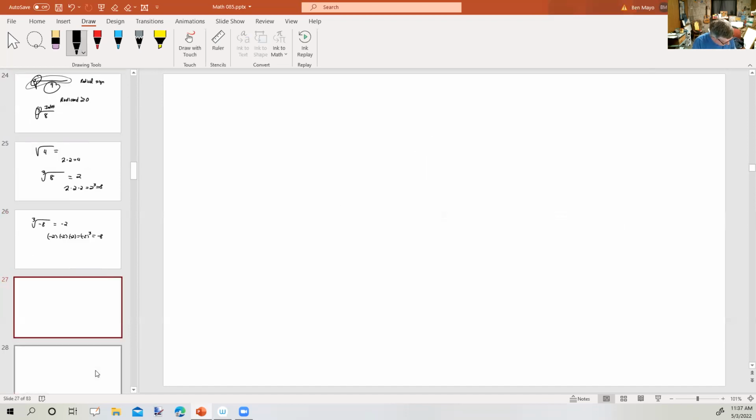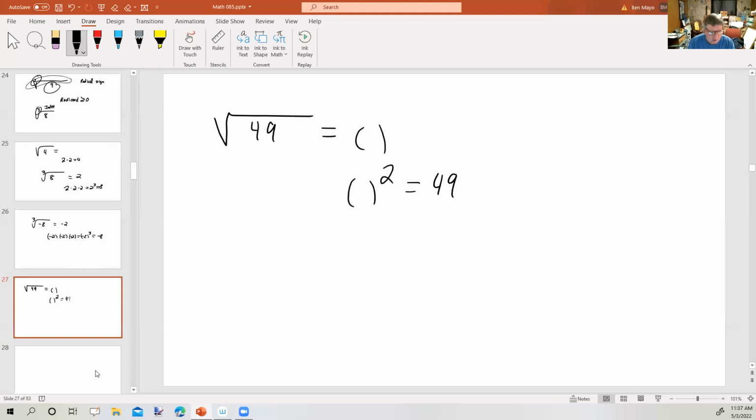It says evaluate each square root without using a calculator. So the square root of 49 is some number such that that number squared is 49. Well, what positive number squared is 49? Anybody? 7. Right. So the square root of 49 is 7 because 7 squared equals 49.